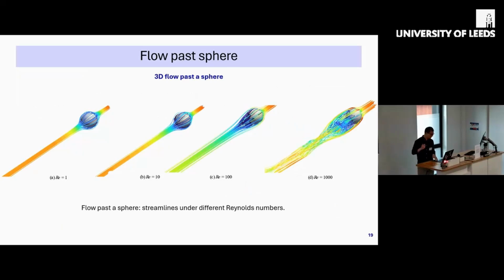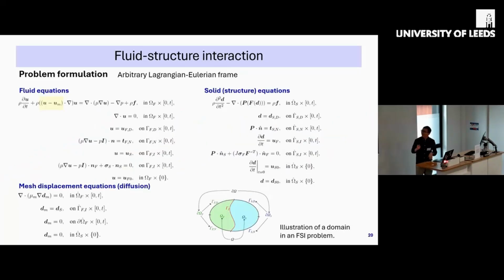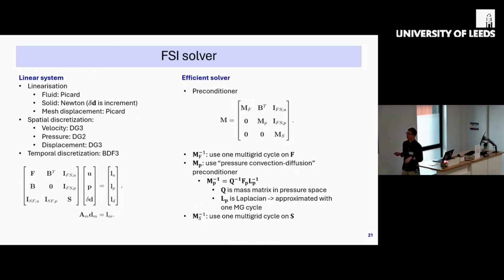Some more pictures. And finally, we get to fluid structure interaction. We get quite similar equations as before. The difference here is that we use an arbitrary Lagrangian-Eulerian frame, so you have to account for the mesh movement in your advection term. After discretization, you get a block system, and we are using the triangular preconditioner we introduced before. And again, for each of these matrices on the diagonal, you can use a multigrid method to approximate its inverse.